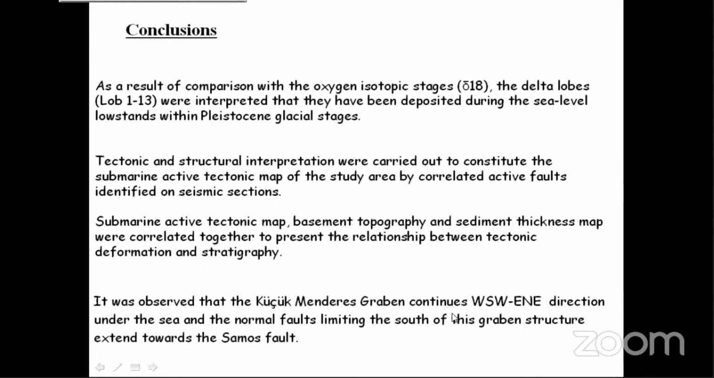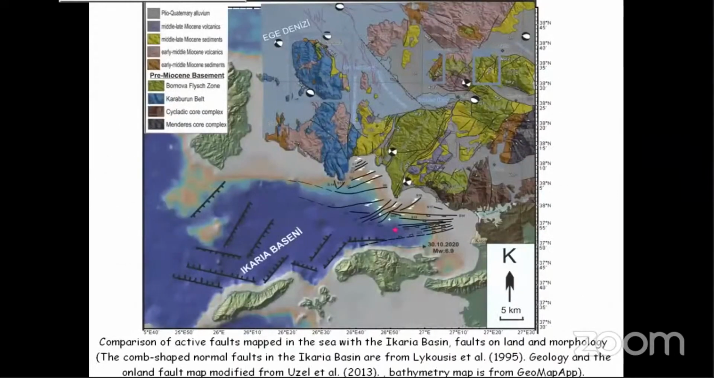It was observed that the Küçük Menderes Graben continues west-southwest and east-northeast direction under the sea, and the normal faults limiting the south of this graben structure extend towards the Samos fault, as you can see on the active tectonic map here. And thank you for your listening.